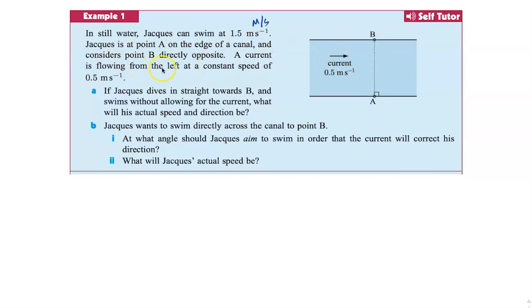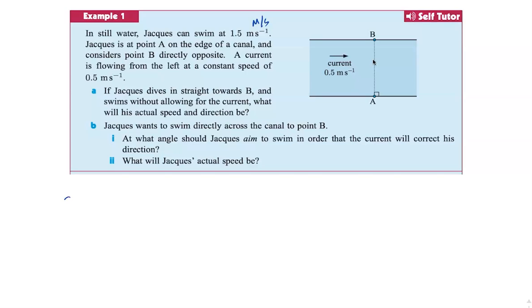A current is flowing from the left at a constant speed of 0.5 meters per second. So that is a current going that way. You can try to swim from here to here, and the current's going that way. If Jock dives in straight towards B and swims without allowing for the current, what will his actual speed be? What they're generally saying is, if you start swimming this way and the current affects you that way, what's your actual speed going to be? It's not going to be 1.5 because the current's pushing you in the other direction. So how do we solve that?